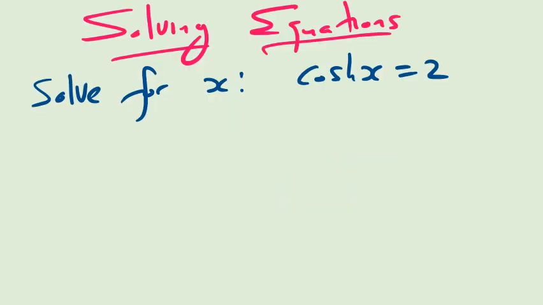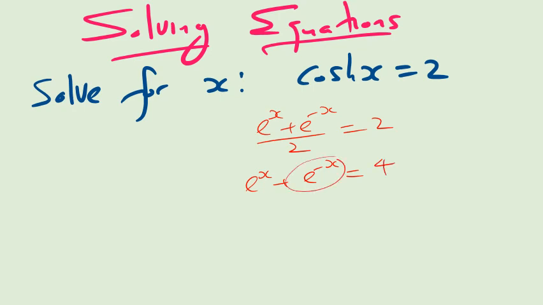Okay, so here's a typical equation, cosh x equals 2. How do we do this? We want a value or values of x for which this function hits 2. So I said, as before, use the definition. So we have e to the x plus e to the minus x all over 2 equals 2. You must agree with me that this is e to the x plus e to the minus x equals 4, correct?